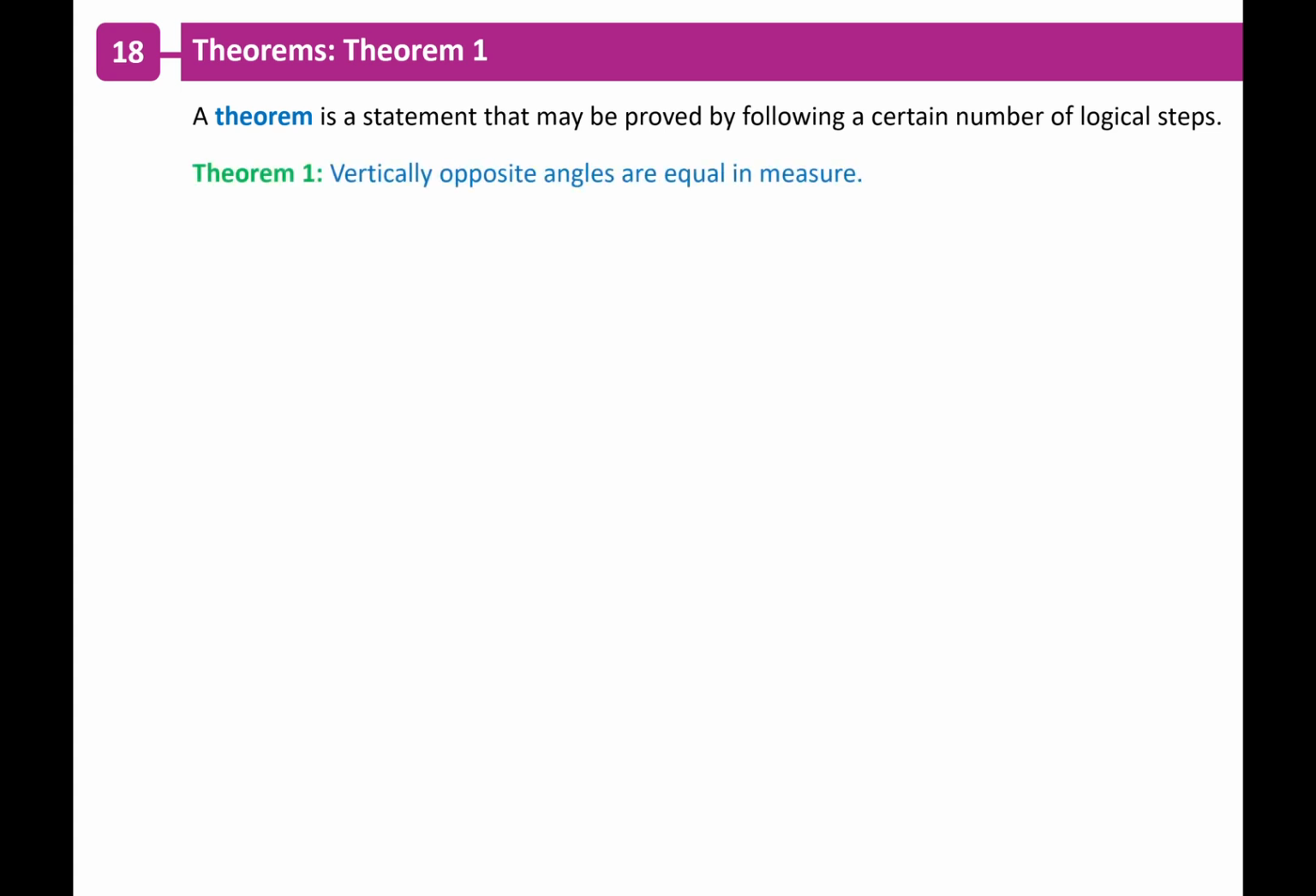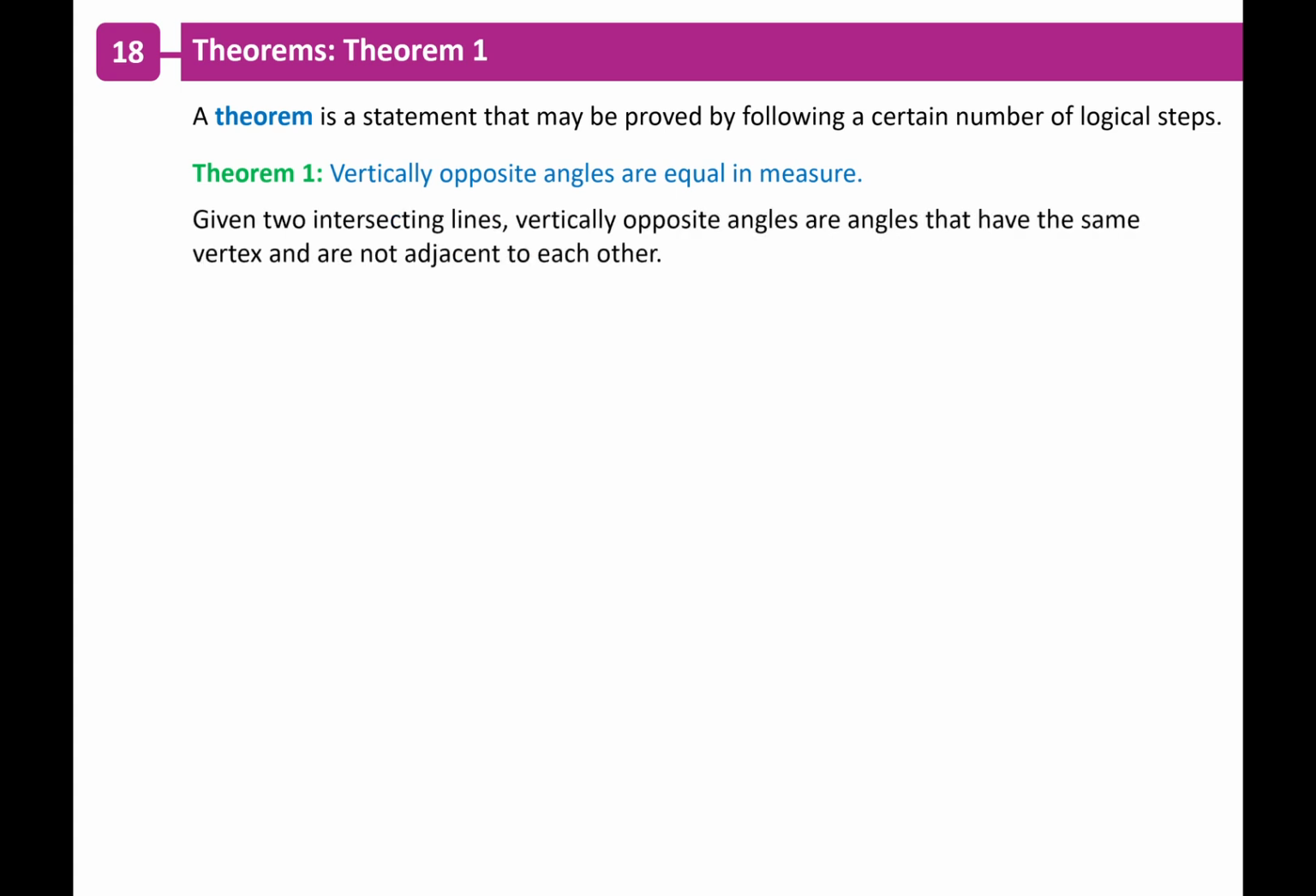Theorem 1 states that vertically opposite angles are equal in measure. Please take this down. Given two intersecting lines, vertically opposite angles are angles that have the same vertex and are not adjacent to each other, i.e., take two lines and make an X of them. Opposite angles are angles that have the same point here and are opposite each other.